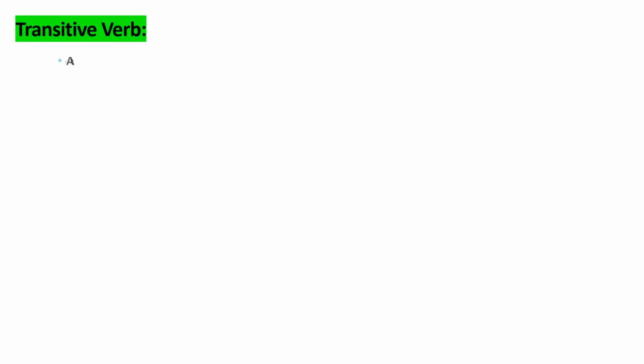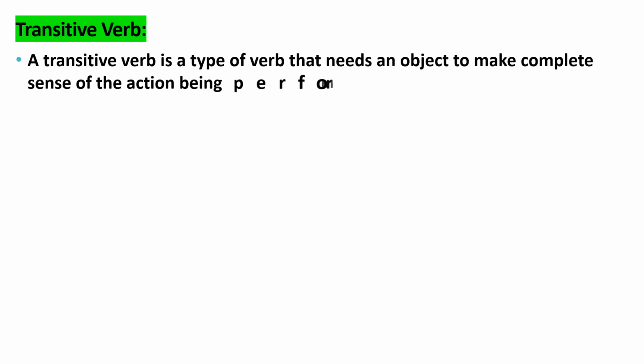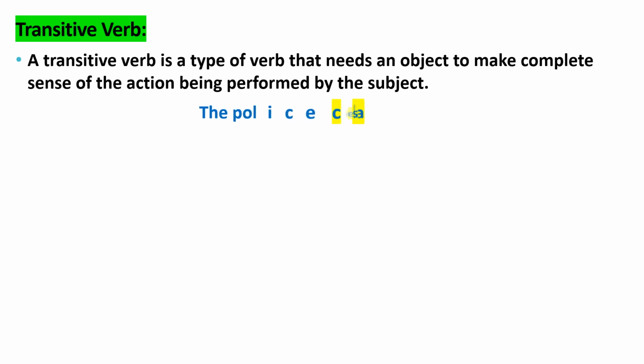Transitive verb. A transitive verb is a type of verb that needs an object to make complete sense of the action being performed by the subject. For example, the police chased the thief. In this sentence, chased is a transitive verb that requires an object, the thief. If we remove the object, then the sense of the sentence would be incomplete. It would be unknown to whom or to what the police officer chased.